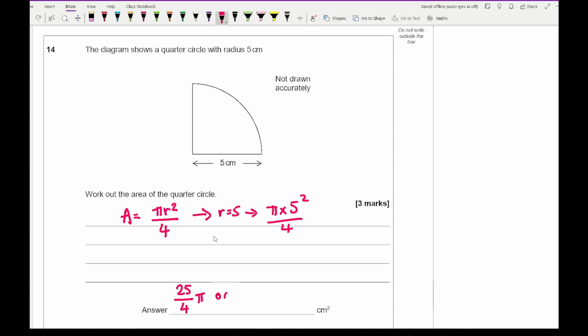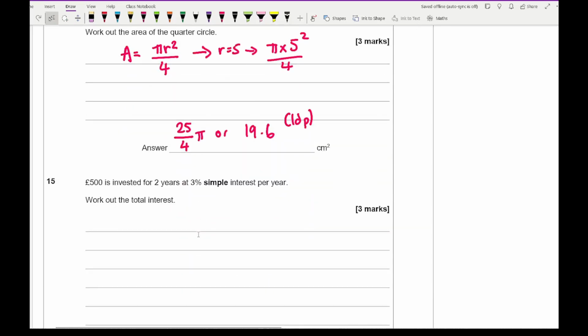Typing that all into my calculator, I should have an answer of 19.6, and that's been rounded to 1 decimal place. Now, if you've rounded it to 2 decimal places or 6 significant figures, it doesn't really matter. That would be fine as long as the answer matches up with what we've written there.